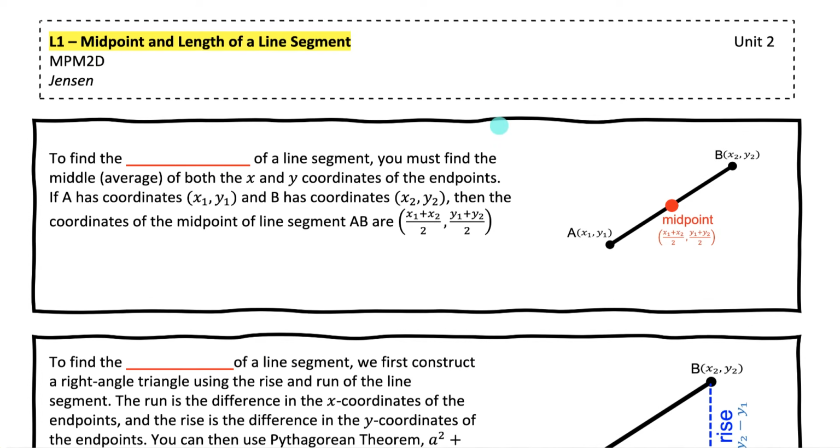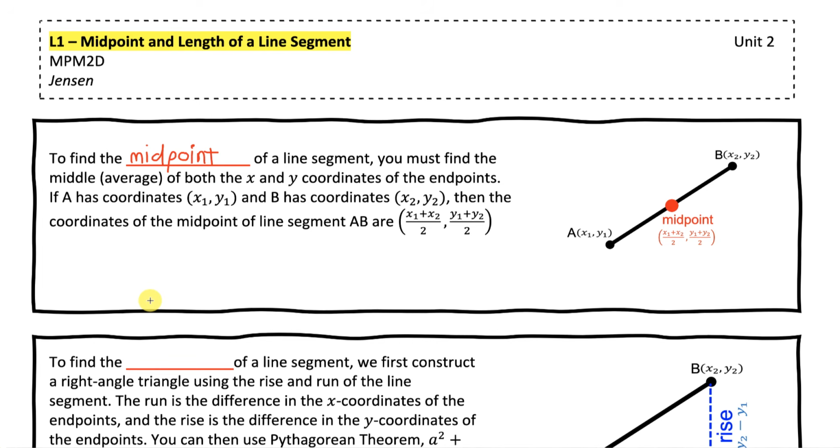The first lesson in the analytic geometry unit is on finding the midpoint and the length of a line segment. To find the midpoint of a line segment, you must find the middle, or what we call the average, of both the x and y coordinates of the endpoints of the line segment.